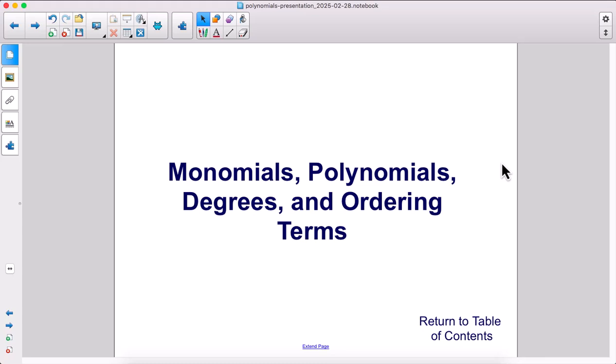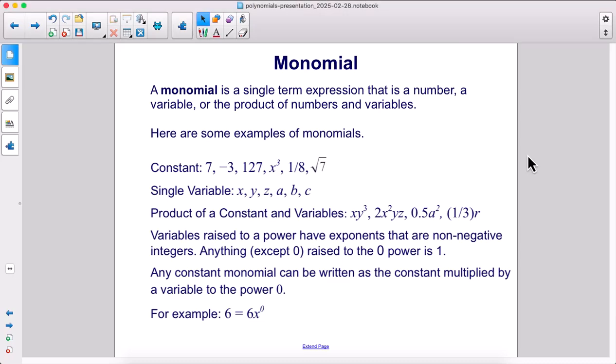Monomials, polynomials, degrees, and ordering terms. A monomial is a single-term expression that is a number, a variable, or the product of numbers and variables. Here are some examples of monomials.